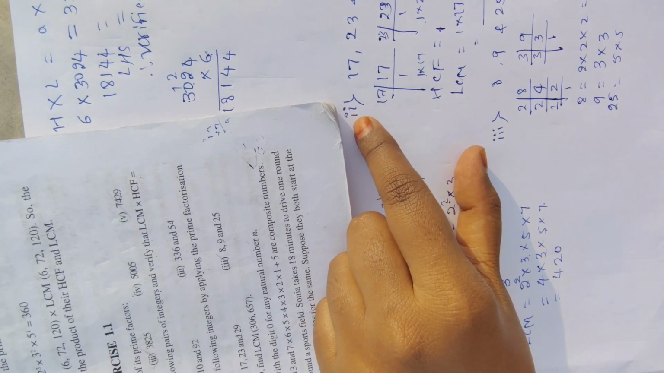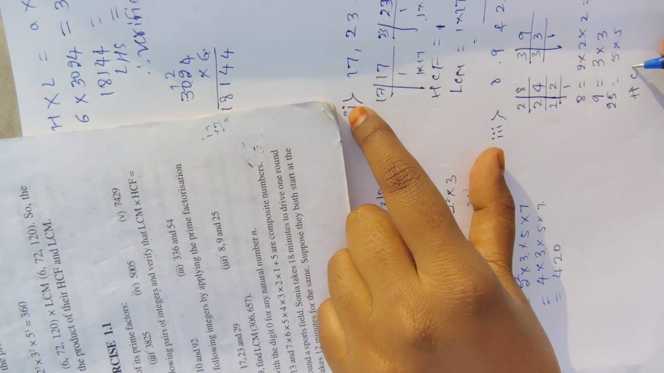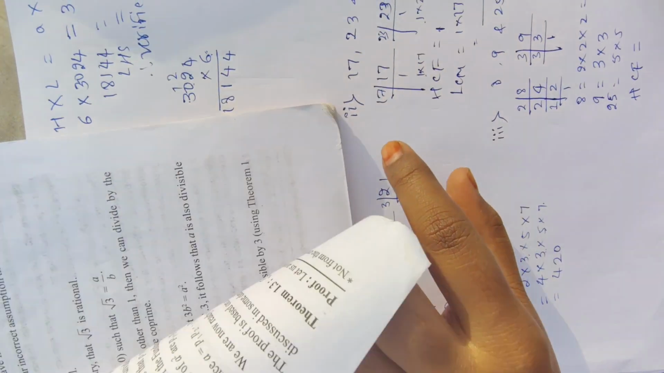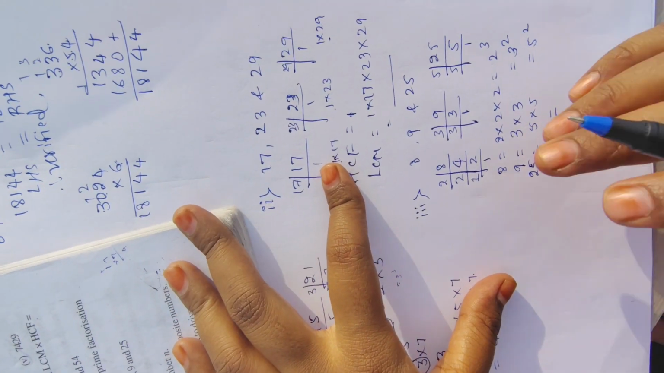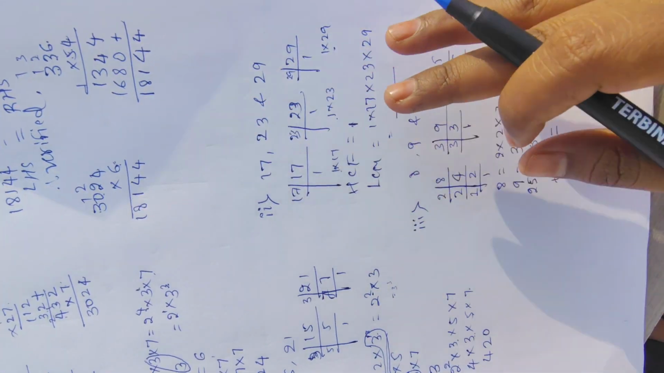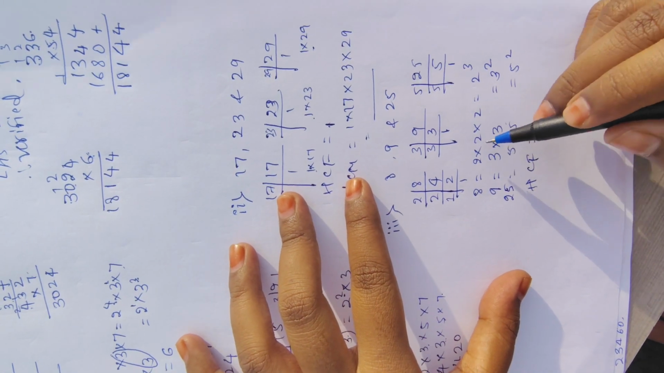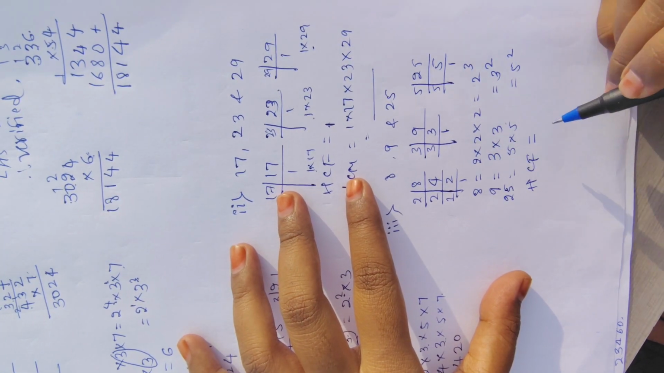Now we have to find the HCF and LCM. How will you find the HCF? The number which is common in all the three numbers. Yes or no? Do you find any number which is common in all the three numbers?